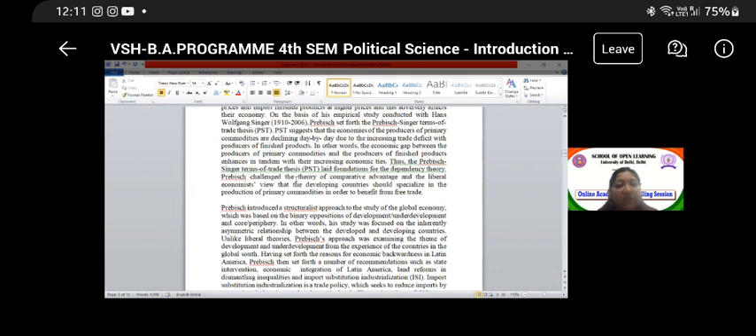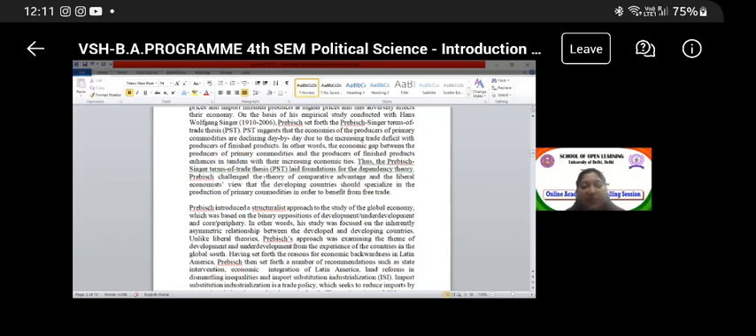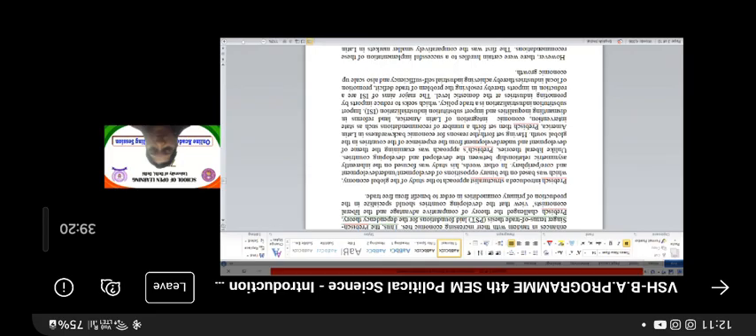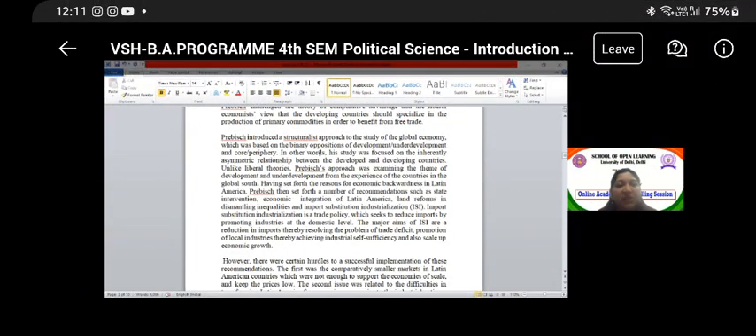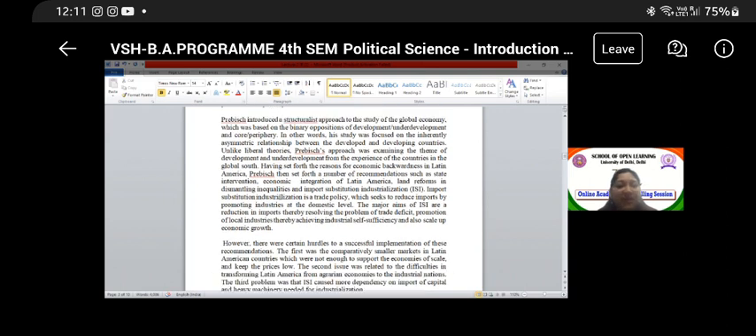Prebisch challenged the theory of comparative advantage and the liberal economist view that the developing countries should specialize in the production of primary commodities in order to benefit from free trade. He challenged the whole idea of free trade or laissez-faire economy, which was prevalent at that time. It was very much in fashion under the liberal influence. So Prebisch introduced a structuralist approach to the study of the global economy, which was based on the binary opposition of development and underdevelopment, or the core-periphery understanding, which we have already discussed above. In other words, his study was focused on the inherently asymmetric, unequal relationship between the developed and the developing countries.